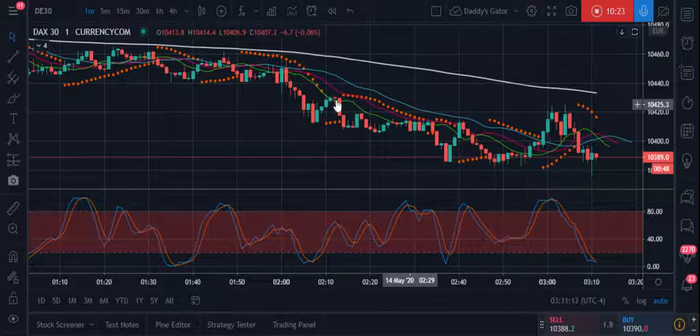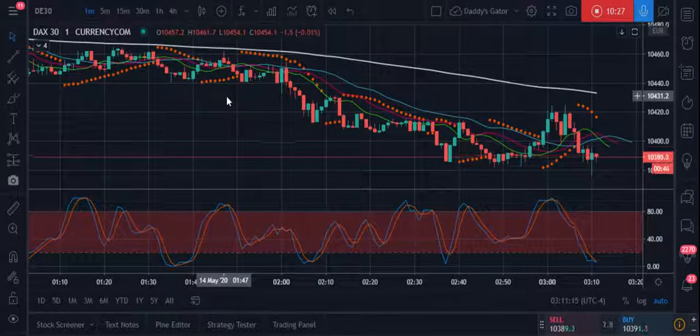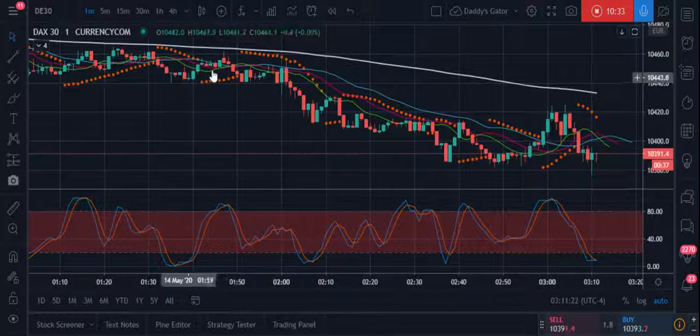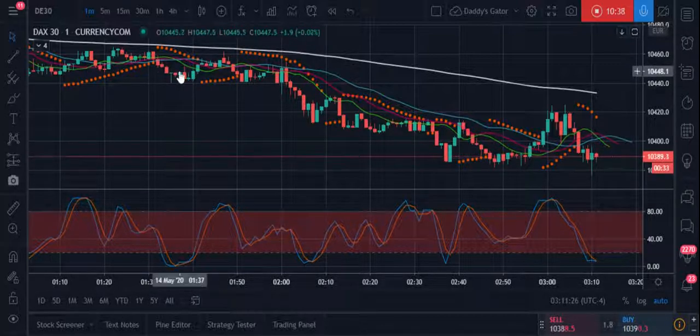So that's the alligator technique. I hope you guys were able to gain from this. And again, this is a trend indicator. This indicator is useless to you if the market is ranging, as you guys could see here.